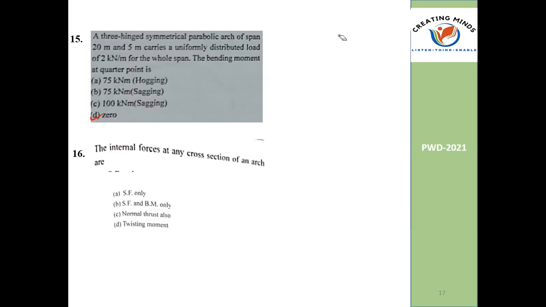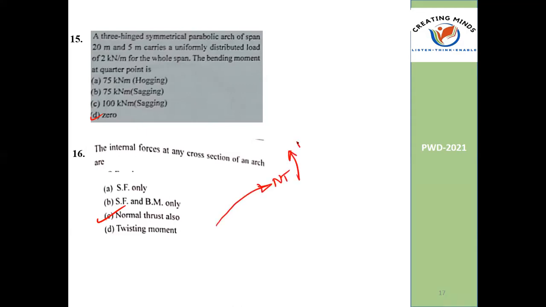What is the internal force at any cross section of the arch? What is the option? Yes, option C, normal thrust. Whatever forces we derived here on the line, what do we term them? Normal thrust, opposite radial shear. But what is the internal force? It is the normal thrust. Normal thrust only at any cross section. If you take any cross section XX, this value of force is the normal thrust.